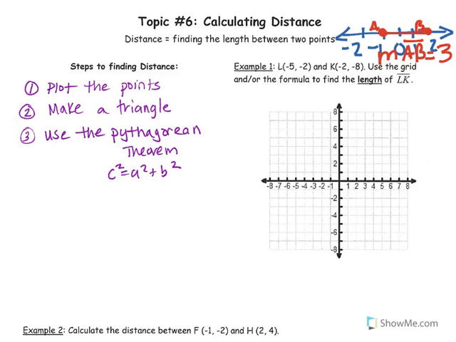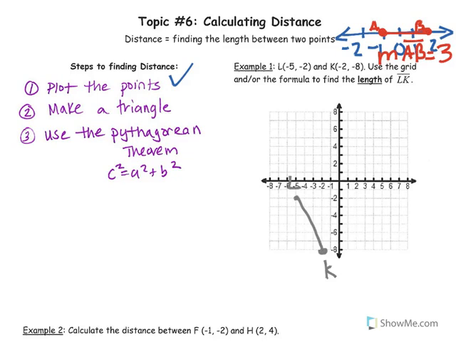So step 1 is to plot the points. L is -5, -2, so -5, -2, that's right here. That's going to be L. And then K is -2, -8. That's down here, that's K. And we get this segment. Right? Now notice that segment is slanted, it's diagonal. It's not going straight up and down or left and right. So that we've done step 1.